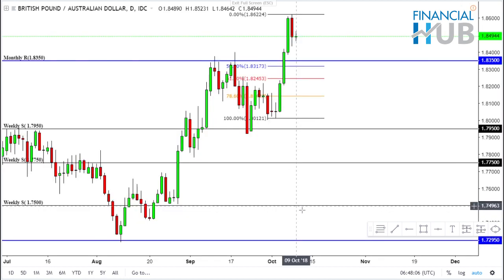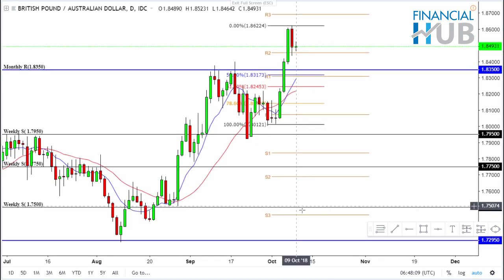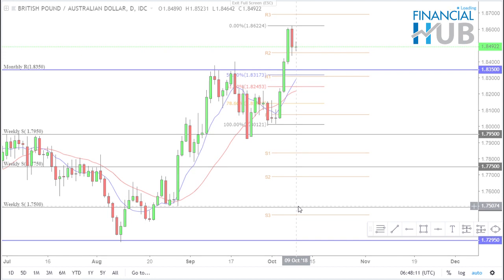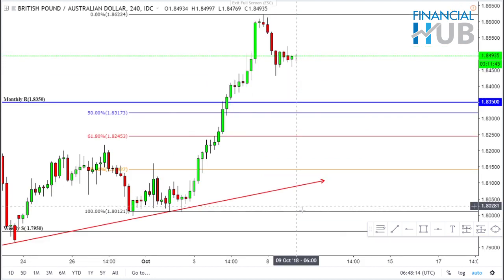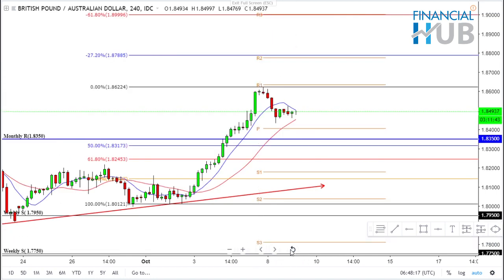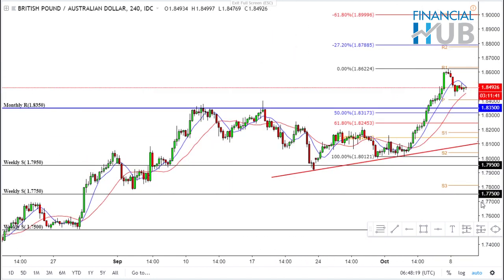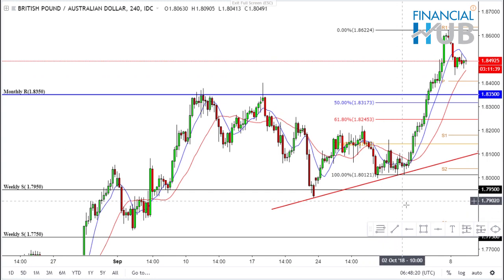Okay, this is the 4-hour chart of sterling. I can maybe show you what I'm currently looking at. I'm maybe expecting a retest of this level, and a retest of this level would also be a pullback of this move from this point.